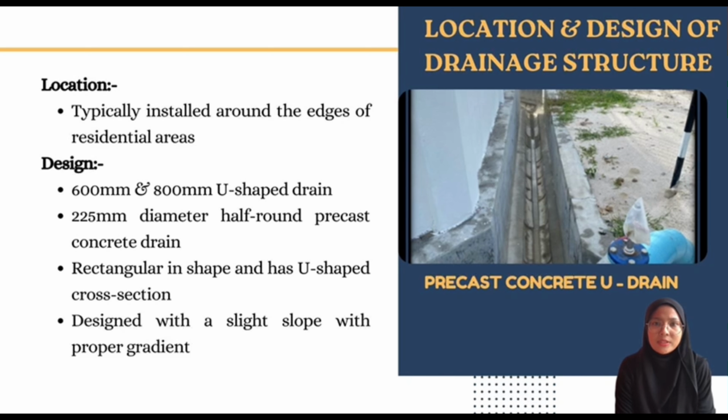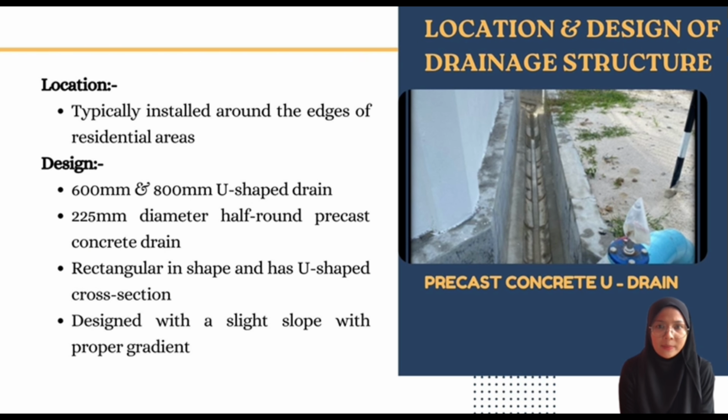As for the case study project, the area of drainage system covered is only within the internal part of the residential area. For instance, these drains are typically installed around the edges of residential areas. As for the design structure, this project also used precast concrete U-drain, and there are three different sizes of drains, which are PC1 and PC2, which are U-shaped drains with widths of 600mm and 800mm respectively, and PC3, which is a 225mm diameter half-round precast concrete drain.